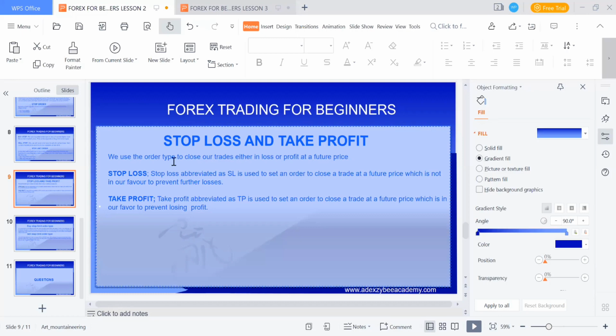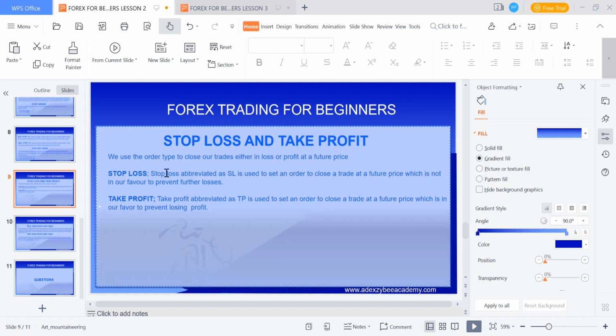Another form of pending order that we have is stop loss and take profit. Now, what is stop loss? You use this order type to close our trades either in loss or in profit at a future price, just like we use the other ones to open a trade at a future price. But here, for stop loss and take profit, we use it to close a trade at a future price.